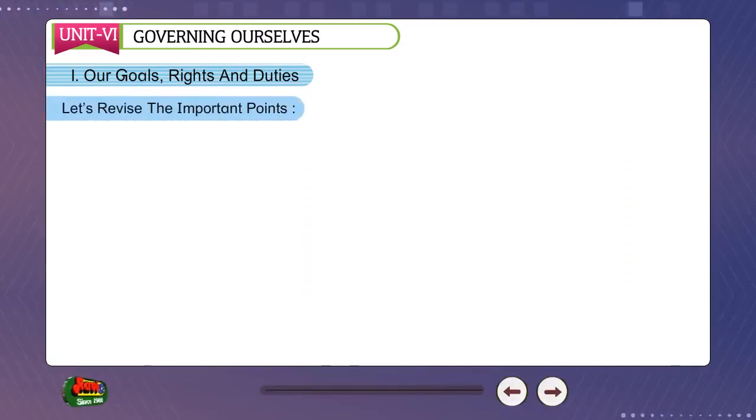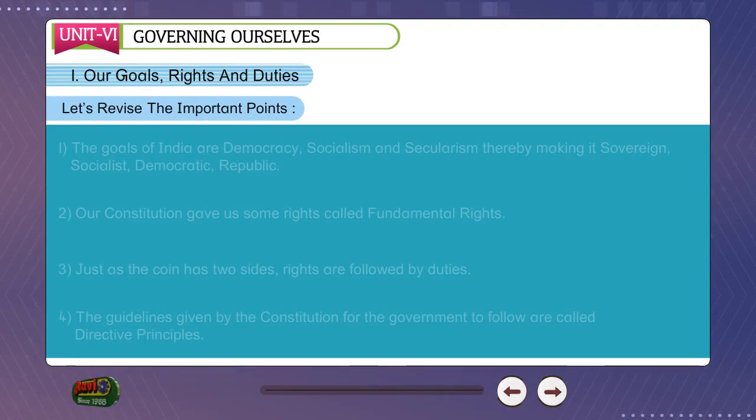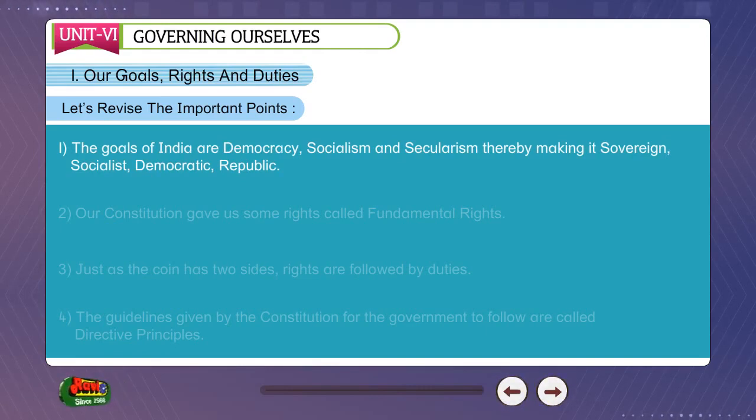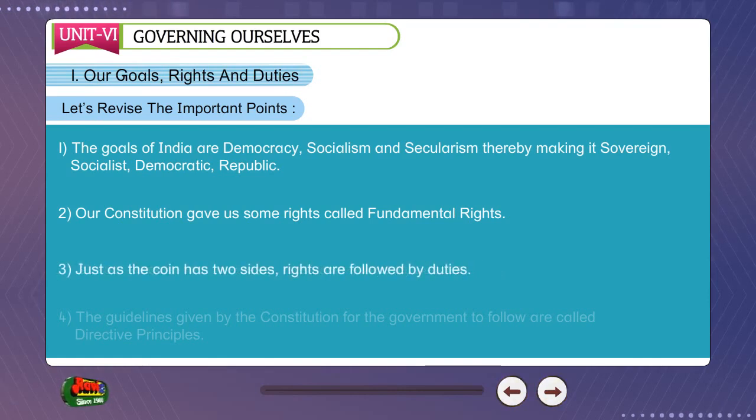Let's revise the important points. 1. The goals of India are democracy, socialism and secularism, thereby making it a sovereign, socialist, democratic republic. 2. Our Constitution gave us some rights called fundamental rights. 3. Just as the coin has two sides, rights are followed by duty. 4. The guidelines given by the Constitution for the government to follow are called directive principles.